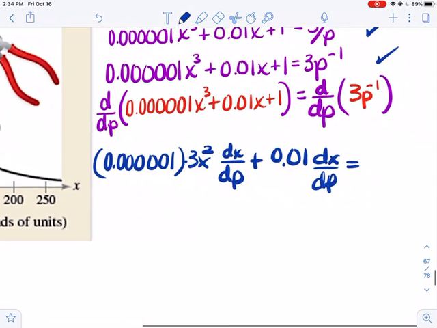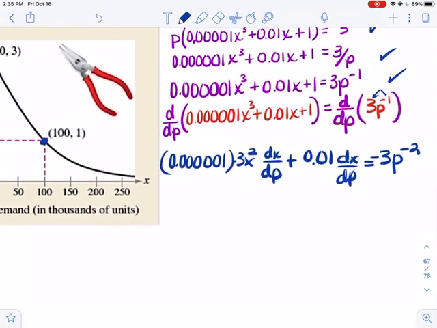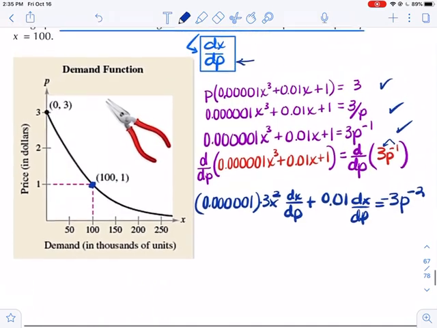And that's equal to, on the right-hand side, the derivative with respect to p of 3p to the negative 1 power. So we bring down the negative 1 times 3, and we get negative 3p to the negative 2 power. Now we want dx/dp, so we're just going to do a little bit of factoring here.